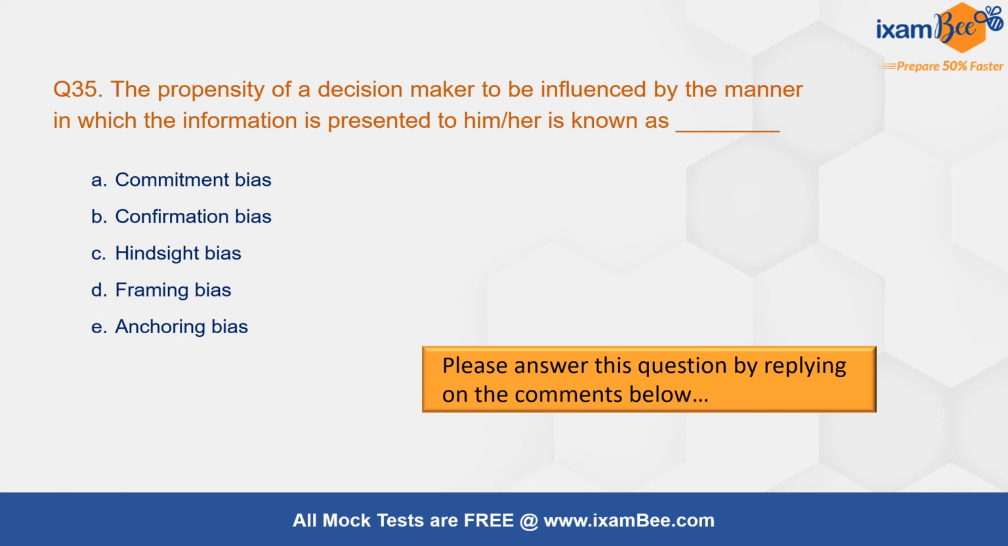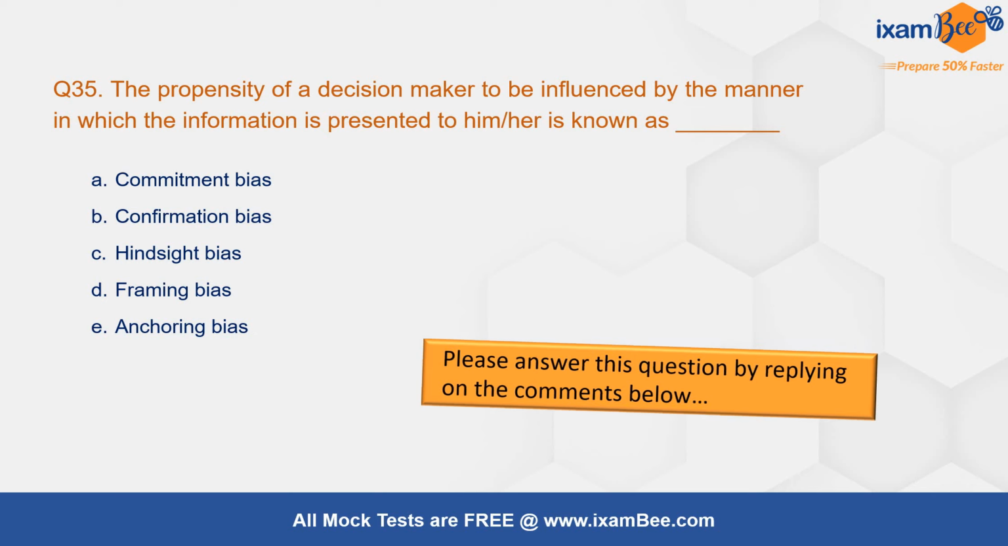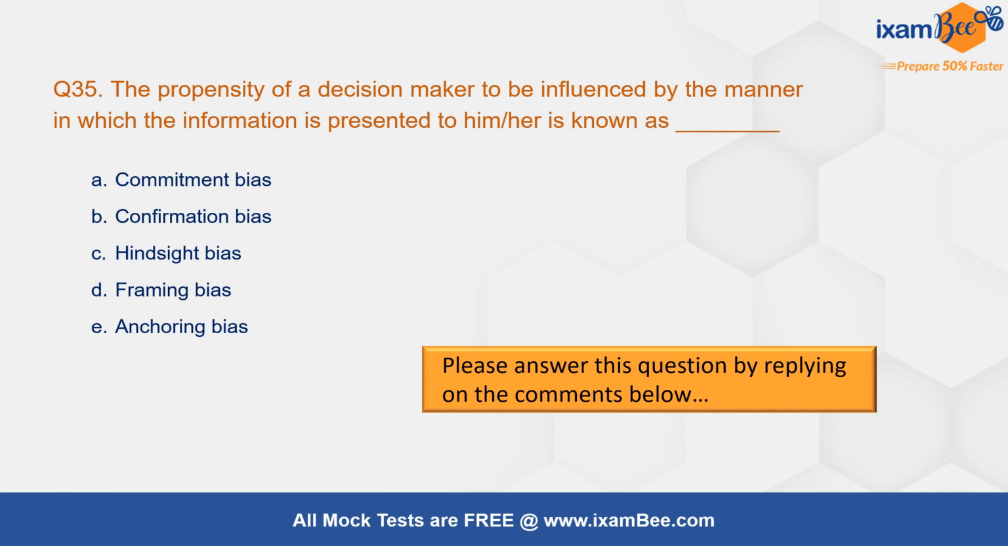The last question for today: the propensity of a decision maker to be influenced by the manner in which the information is presented to him or her is known as which kind of bias? Commitment bias, confirmation bias, hindsight bias, framing bias, or anchoring bias? Please answer this question by replying in the comments box. I will wait for your replies and give you the answer in my next video in this series to complete your 50 most important questions for decision making for your upcoming NABARD Grade A Phase 1 2022 exam.